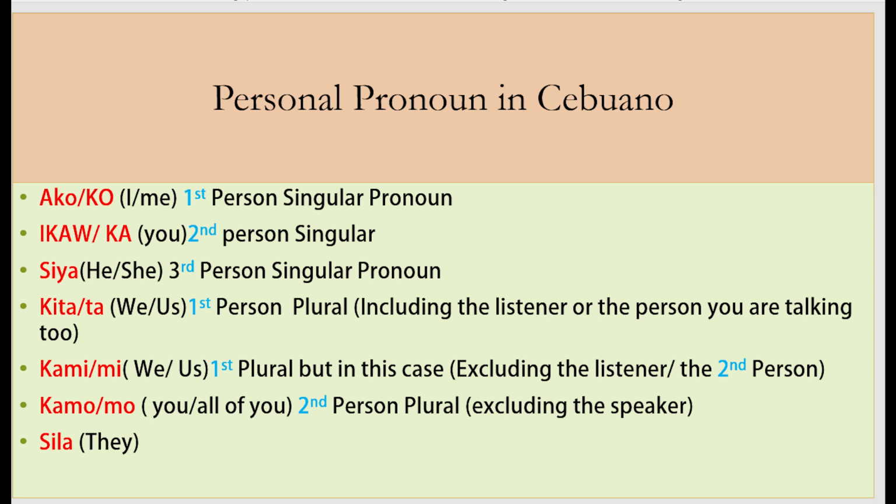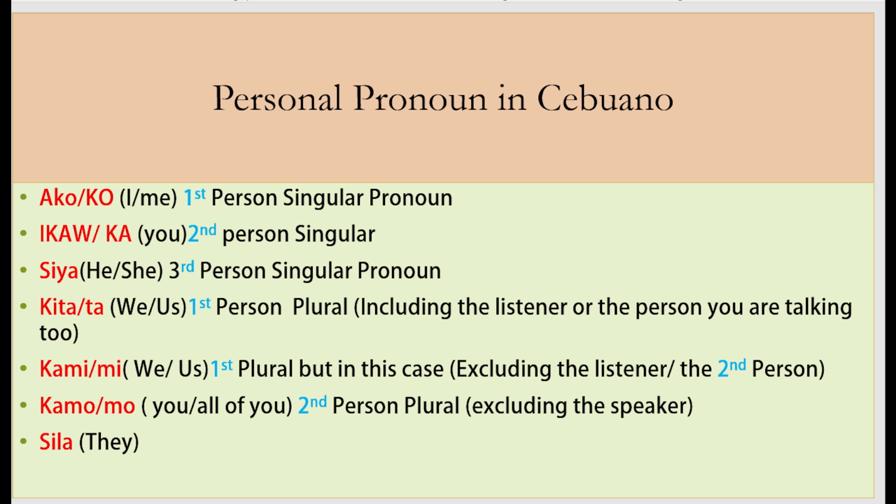Next is kamo. Kamo or mo, you or all of you. So it is also plural form. Second person, which is excluding the speaker. So kamo lang. So me as a speaker is not included. Okay? Kamo lang adto na mo. Go ahead. All of you go ahead. So I will be staying. So I'm not included as a speaker. So kamo. That's how you use kamo.